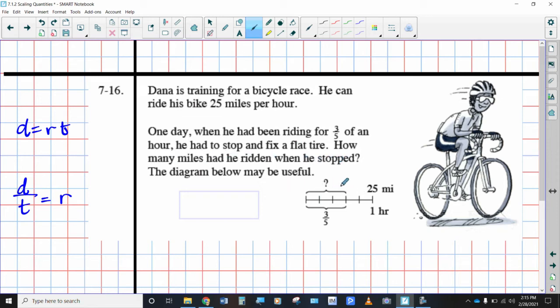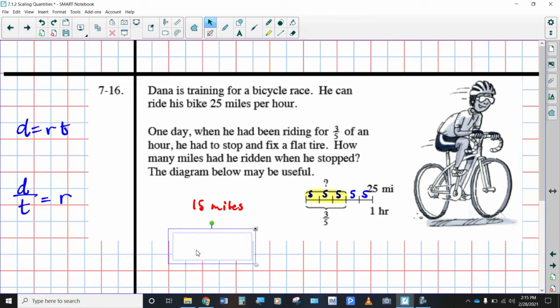Okay, so using this diagram makes sense because you could say, all right, well, 3/5 of that hour, there are 3 out of the 5. And then 3/5 of 25, we can actually figure that out because 1/5 would be 5 miles, so 2/5 would be 10, 3/5 would be 15, 4/5 would be 20, and 5/5, which is the whole hour spent riding, would be the full 25 miles. So just by looking at this, you can say, all right, 3/5 of 25 must be 15 miles. All right, so you can set that up using a diagram if you like to.